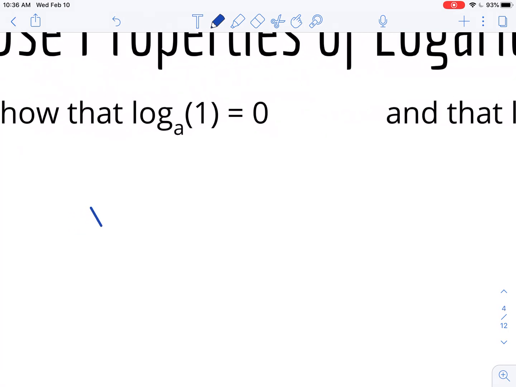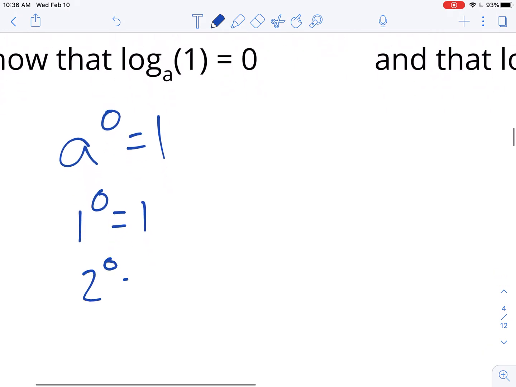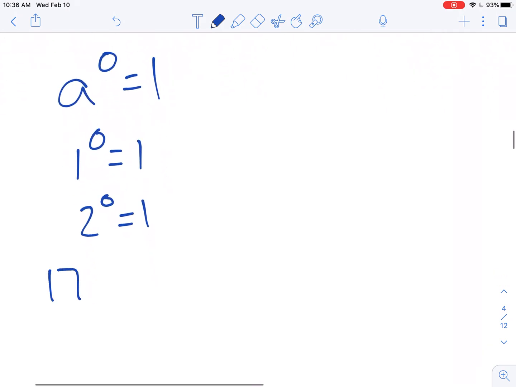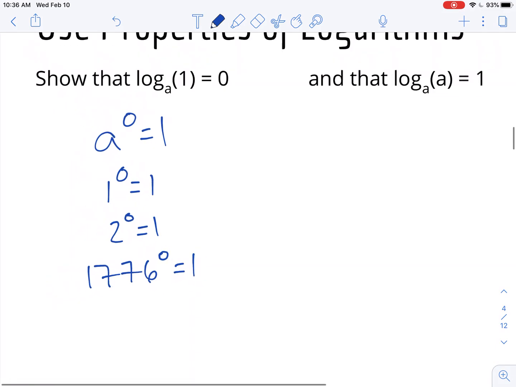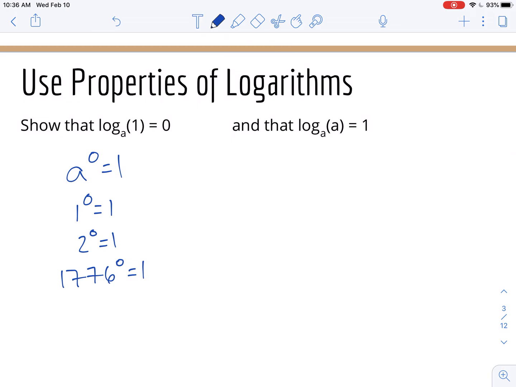If I rewrite this as an exponential, I say that a to the 0 is equal to 1. And we've already learned that any number to the 0 power is equal to 1. Again, 1 to the 0 power is 1. 2 to the 0 power is 1. 1,776 to the 0 power is equal to 1. So all those numbers to the 0 power are equal to 1. So it's just saying that a to the 0 is equal to 1. That's what the log base a of 1 means.